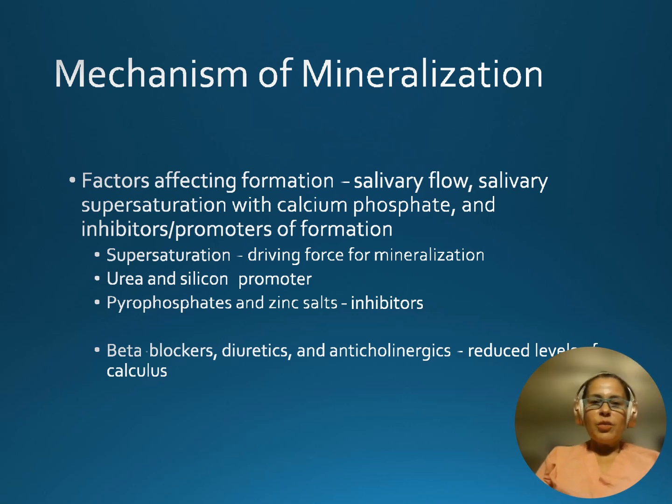Now, for the mechanisms of mineralization, we have salivary flow, salivary supersaturation with calcium phosphate. So some people actually have thicker saliva, and there are inhibitors or promoters of formation. Supersaturation would be a driving force for mineralization. Urea and silicon would be promoters of mineralization, and these are inhibitors: pyrophosphates and zinc salts. Beta blockers, diuretics, and anticholinergics help us with reduced levels of calculus.